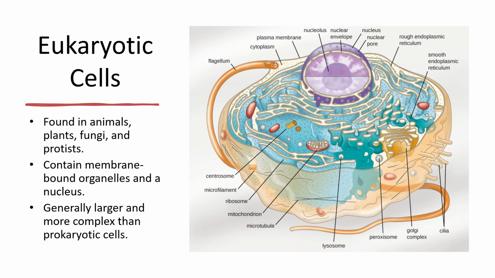Eukaryotic cells are found in animals, plants, fungi, and protists. These cells are larger and more structurally complex. They contain a nucleus surrounded by a membrane and other specialized organelles like mitochondria, endoplasmic reticulum, and chloroplasts in plant cells. These internal structures compartmentalize functions, allowing eukaryotic cells to be more efficient and perform multiple processes at the same time.